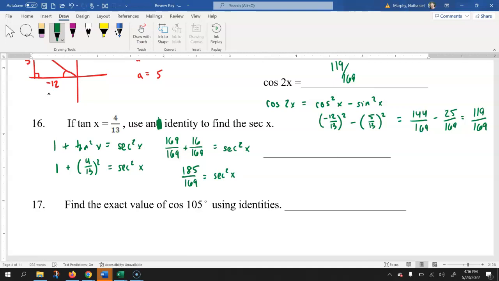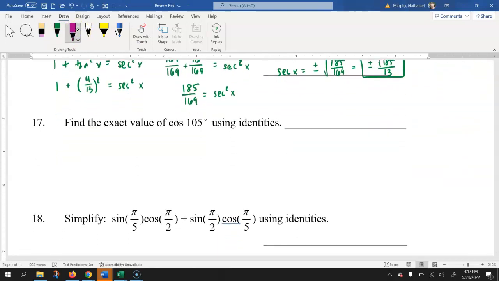So when I take the square root of both sides, I get that the secant of x equals plus or minus the square root of 185 over 169. Now I want to simplify that, because the square root of 169 would be 13. And 185 can't be simplified at all. One way to tell is, I know that 185 is divisible by 5, but 5 goes into 185 37 times, and so it can't be simplified, because 185 would just be 5 times 37, and I can't take the square root of either of those. All right, so that's how I do number 16.